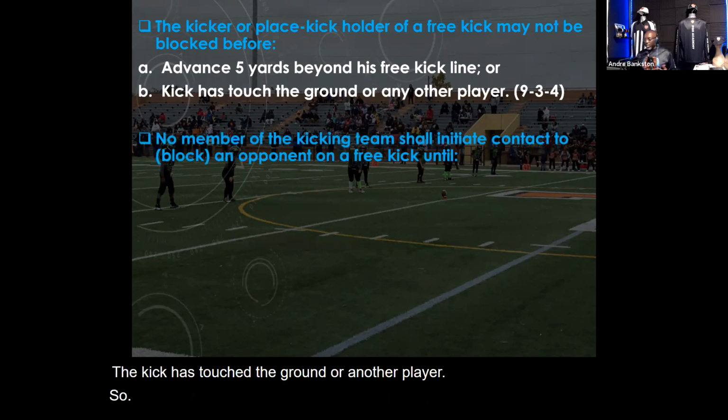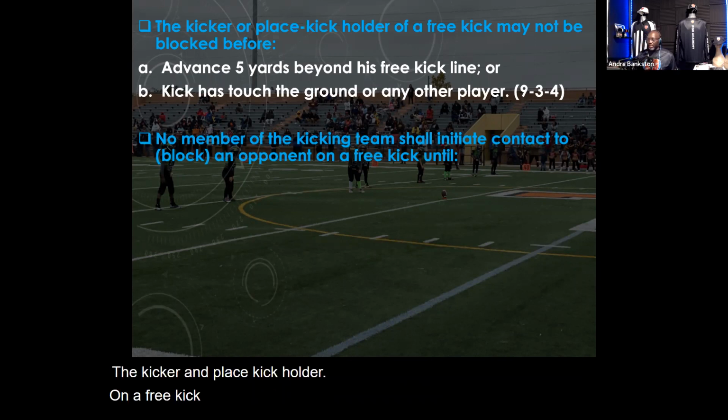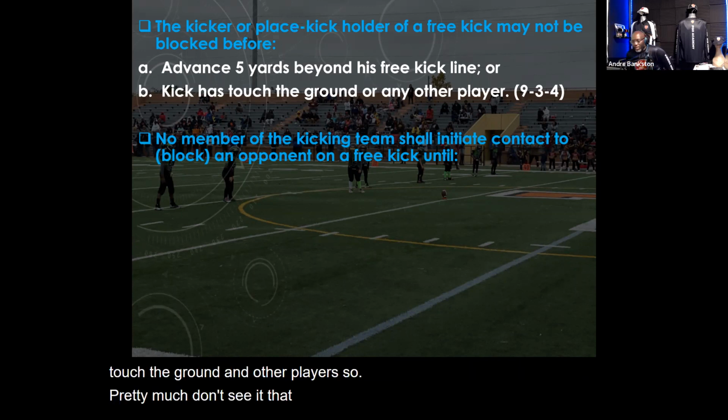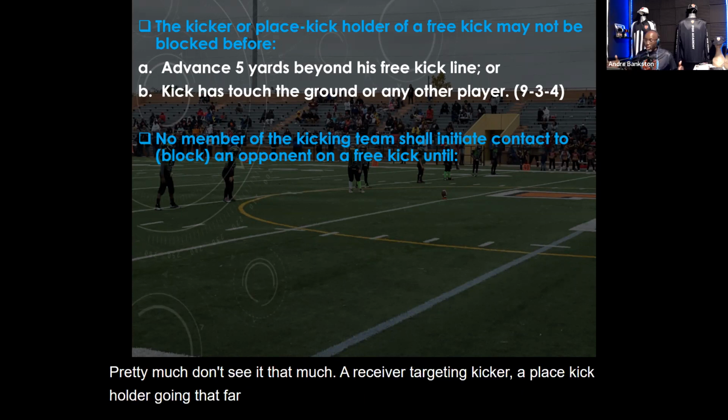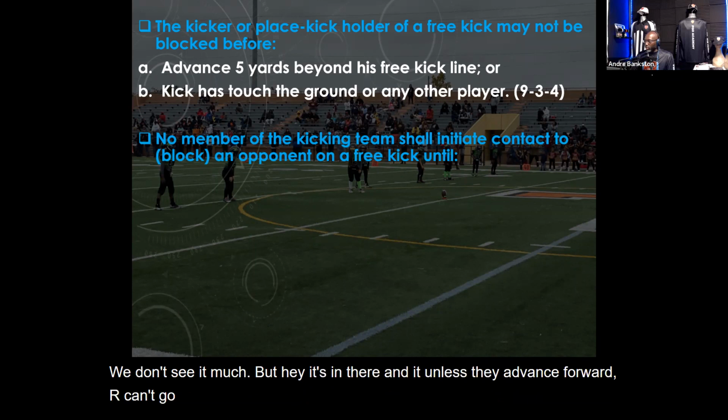So the kicker and place kick holder on a free kick cannot be blocked unless they go 5 yards or the ball touches the ground or another player. So pretty much, you don't see it that much, a receiver targeting a kicker or place kick holder, because there's a 10-yard restraining line between each other. We don't see it much, but hey, it's in there, and unless they advance forward, R can't go target a kicker or place kick holder.